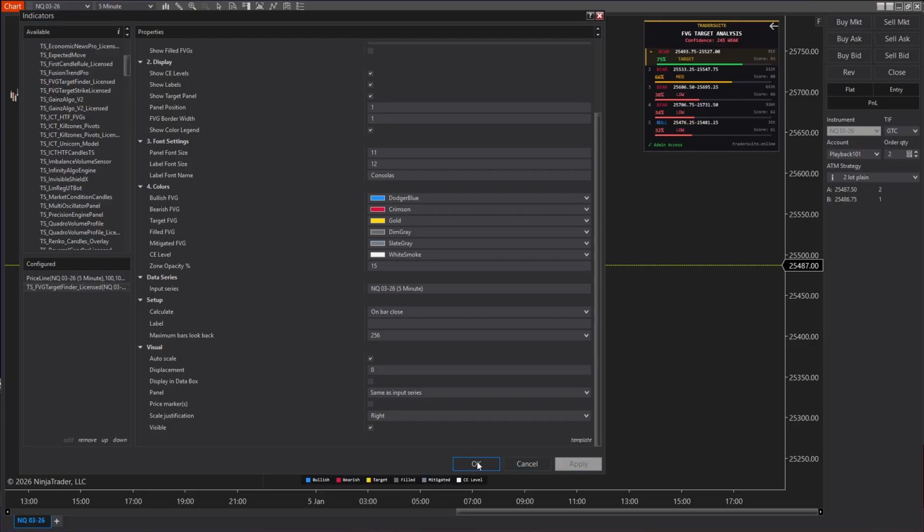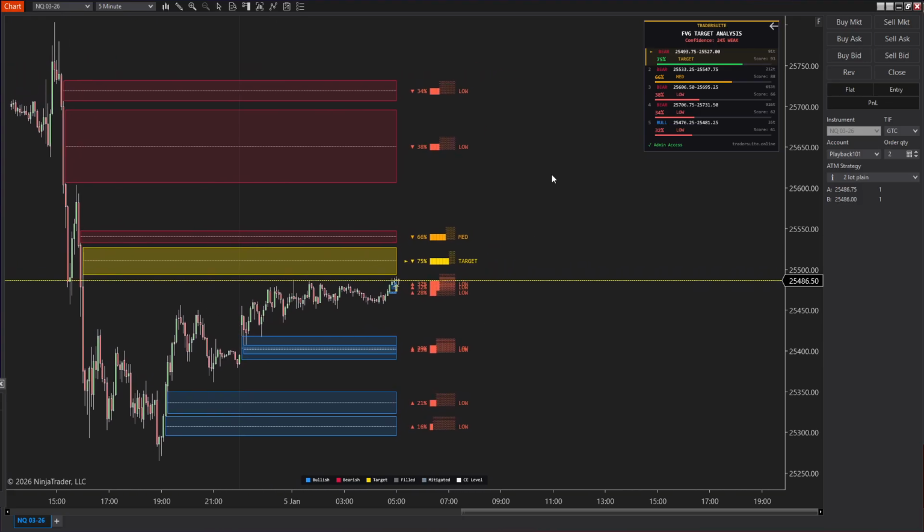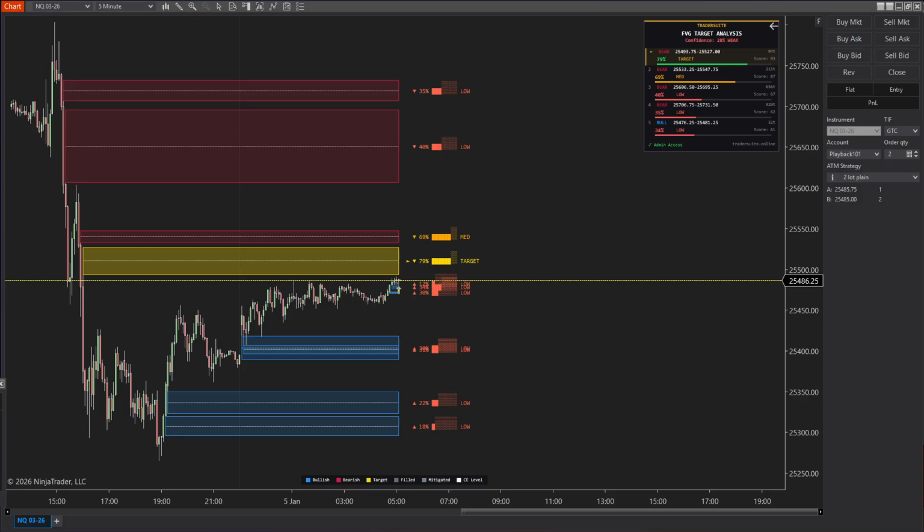Alright, look at that. The indicator is loaded and you can immediately see what's happening. Let me break down what you're seeing on the chart. These colored rectangles are your fair value gaps. Blue zones, these are bullish FVGs, gaps created by aggressive moves to the upside. They sit below price and act as support. If price drops into one of these, buyers are expected to step in.